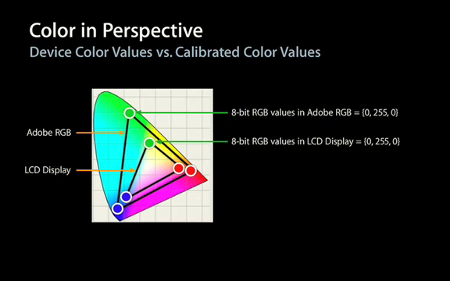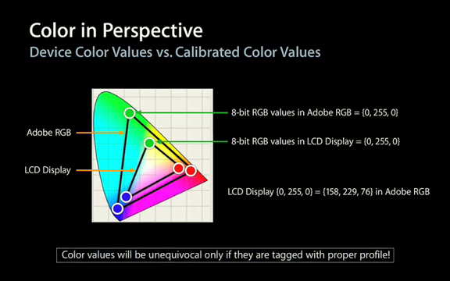So this is why when I represent LCD 0, 255, 0 in Adobe RGB, I'm getting something which is a linear combination of the other three, and really the device values have nothing to do with each other. So this brings me to the most important point I'd like to make here: color values are only unequivocal if they are tagged with the proper profile. If we drop that information, we really don't know what kind of color we are talking about.